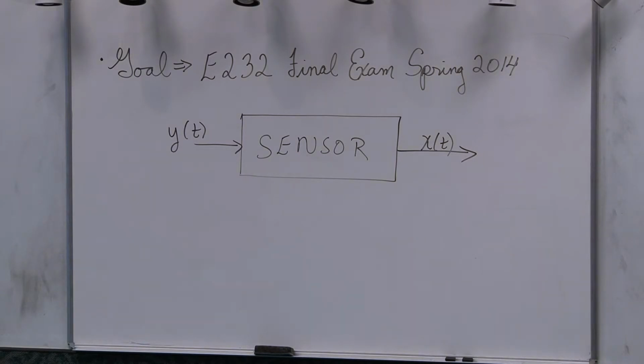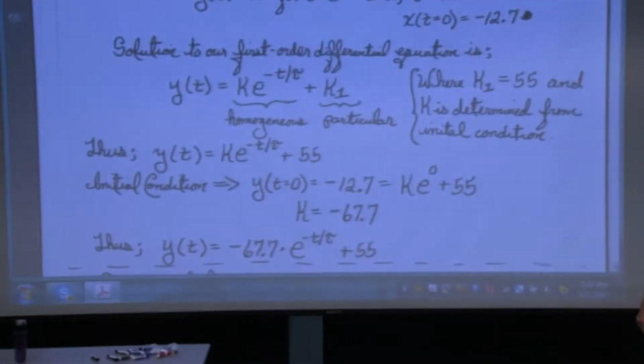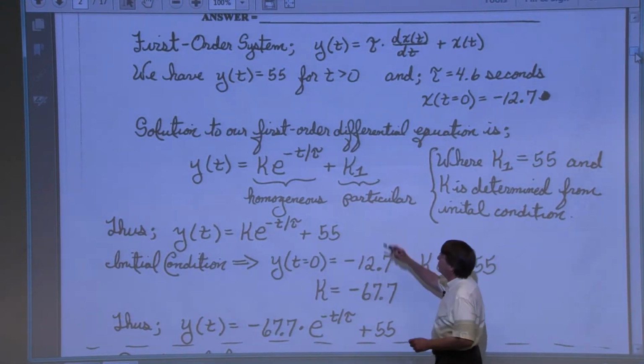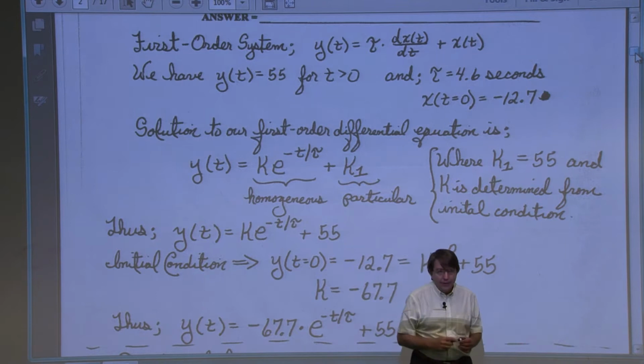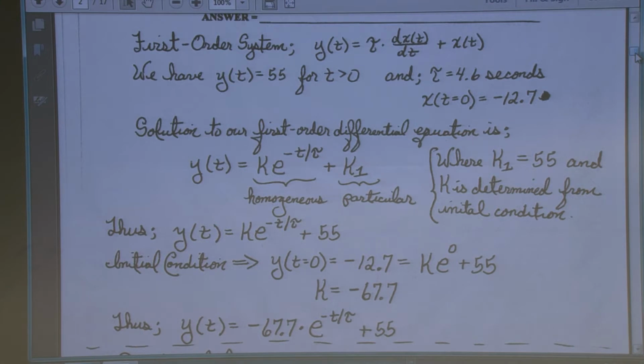Now, I know, and I know that you know, the solution to the first order system is K e to the minus t over tau. That's the homogeneous solution, plus the particular. And I know you know, that for a first order system with a constant input, the particular solution is the right-hand side. Okay? So that constant is 55 because that's the input. The particular solution is the constant input, what we call the right-hand side.